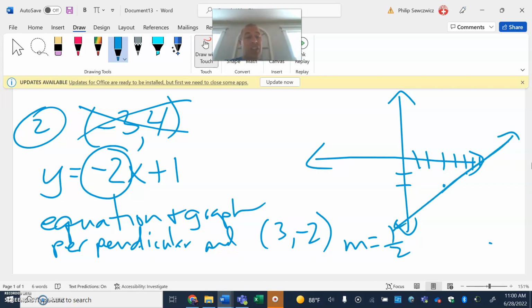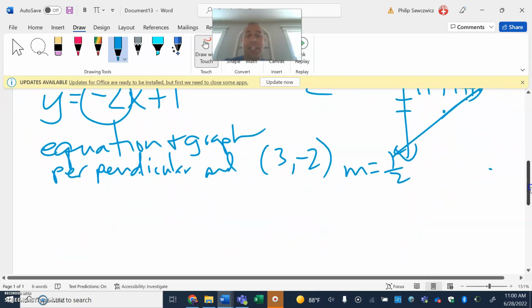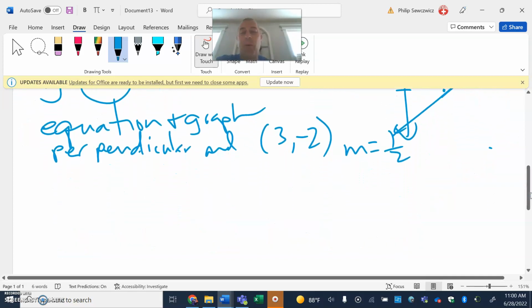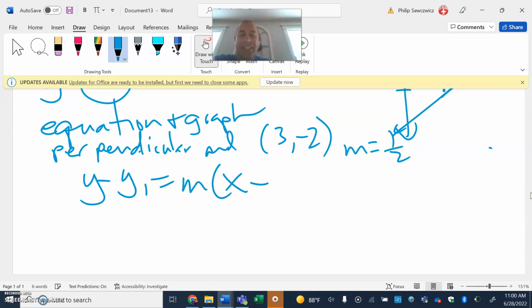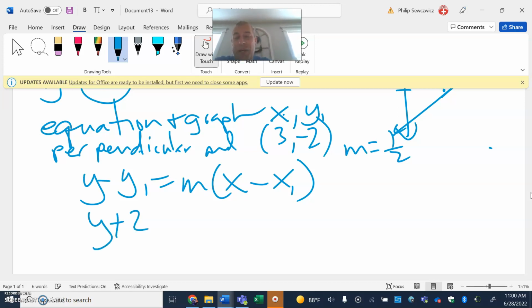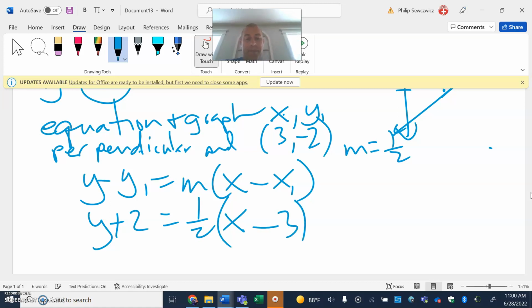But we want that equation of the line. So because we want the equation, I'm going to use my point slope formula: y minus y1 equals m times x minus x1. And now I can plug stuff in. There's my x coordinate, there's my y coordinate. So I've got y minus the negative 2, so it's y plus 2. My slope is 1/2. My x we leave in, because when we write out these equations I need a y, I need an x, minus 3.